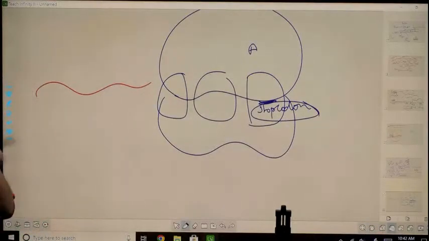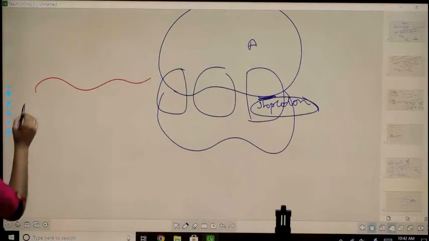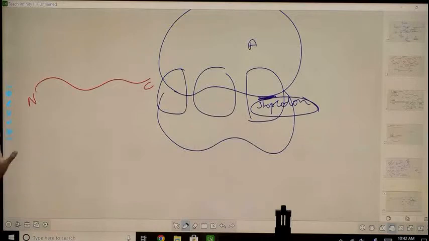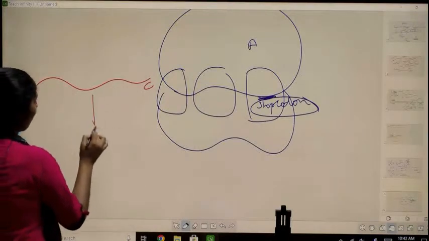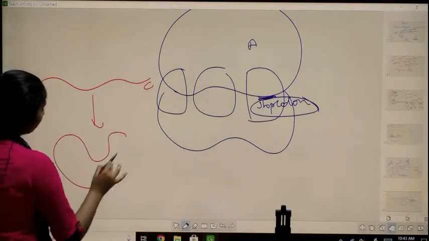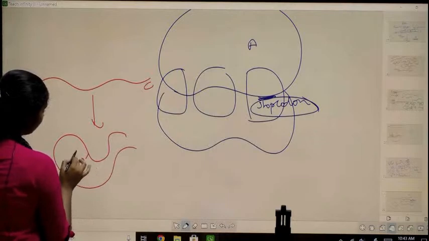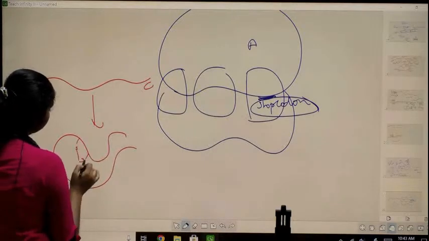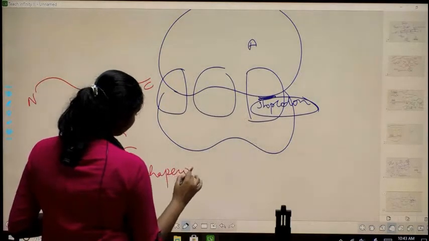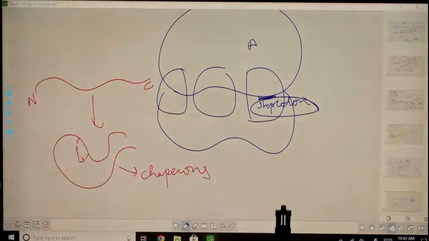Okay. And proteins, we know they have an N terminal and a C terminal. So this protein will always have an N terminal and a C terminal. After this protein is formed, it is going to undergo folding. It will be properly folded, right? It will be properly folded with the help of chaperones, and then it will form a functional protein.